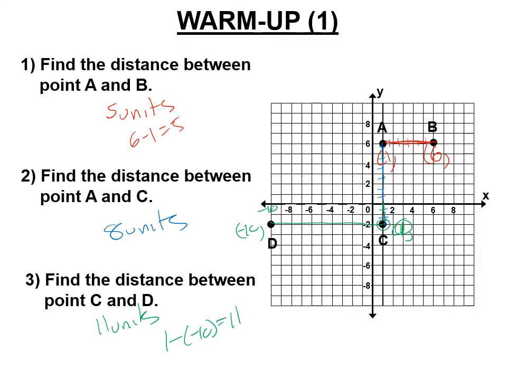Now, when it's vertical, like the blue one, up and down, you subtract the y-coordinates. The y-coordinate of that one, this is at 1, 6, so it's y-coordinate 6. This is at 1, -2. The y-coordinate is -2. 6 minus -2, that equals 8 units. So I really just taught you the lesson, but we're going to go over all of that again.